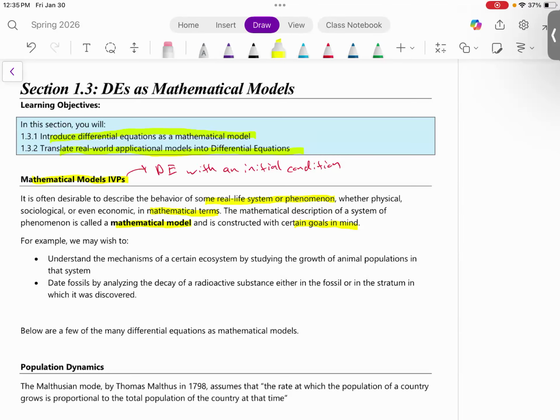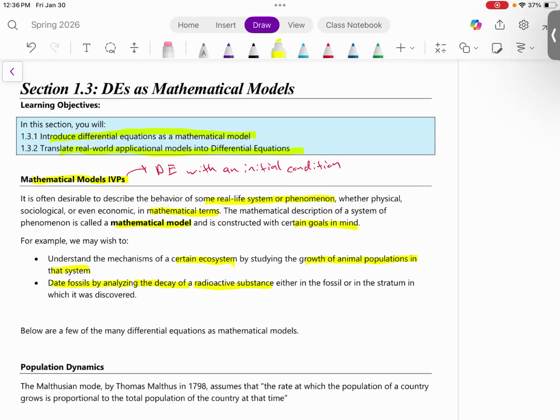Here are some of the most common ways that you've probably seen before. Say we want to build a mathematical model of a certain ecosystem. We want to see the growth of the populations of animals or species in that system. Another is radioactive decay, like say we want to be able to date fossils by analyzing the decay of a radioactive substance. These are just a few examples. We're going to look at a few more situations today.